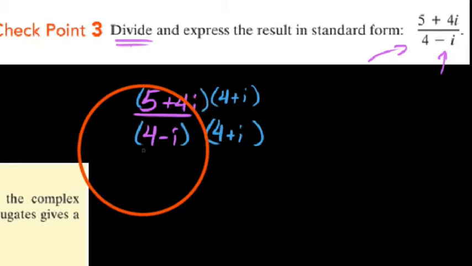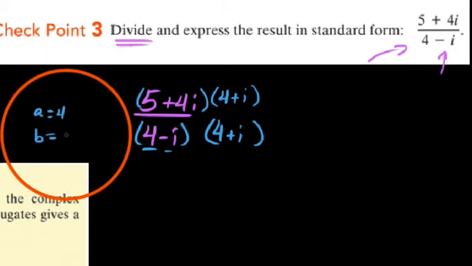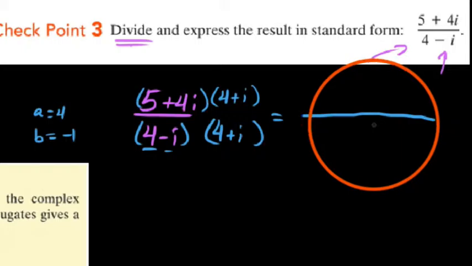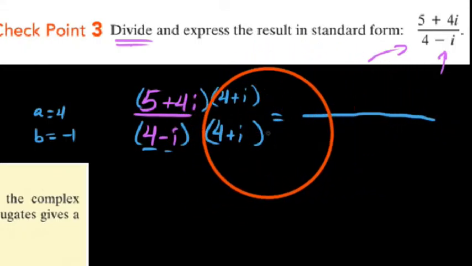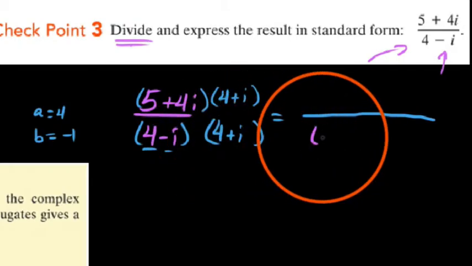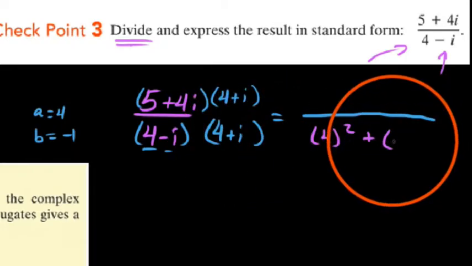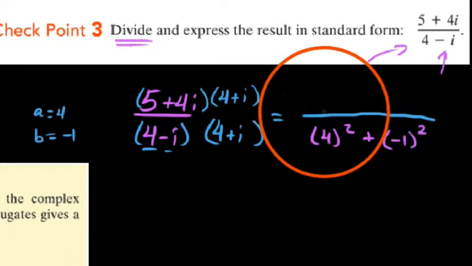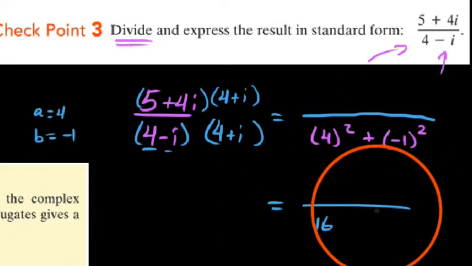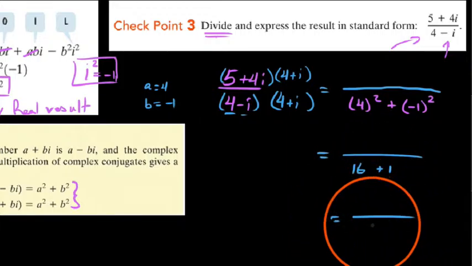It is worth noting that in the denominator here, our a value is 4 and our b value is negative 1. The reason I mention this is because you can certainly go ahead and FOIL this out. We watched how to multiply complex numbers in the last video, but it's not worth your time when what you know you're going to get is 4 squared plus negative 1 squared. Now as far as what that simplifies to, we know that 4 squared is 16, and 1 squared, negative or positive, is going to be 1. We are going to end up with a 17 in the denominator.